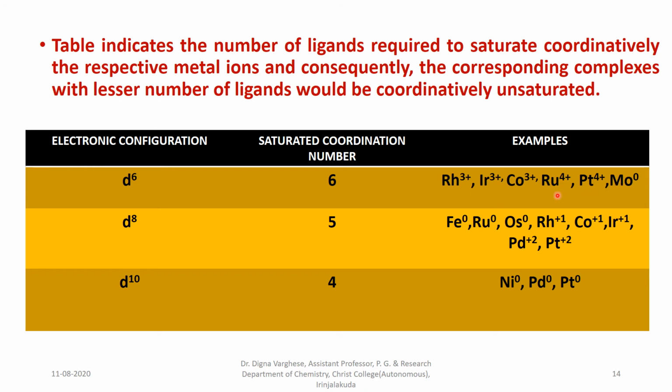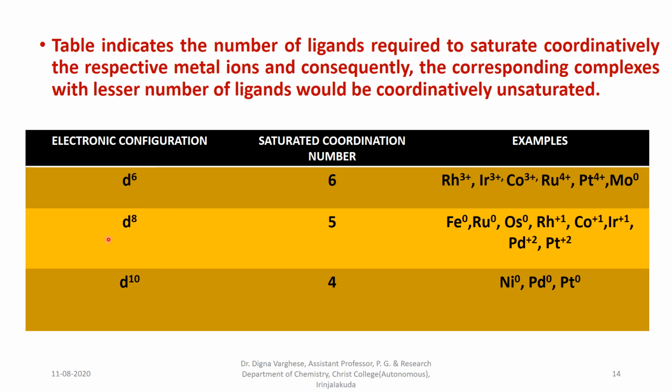The metal complexes can be used as saturated compounds with the d6 configuration. So the number 6 is required for the saturated coordination number, and with a lesser number of ligands, if it contains 4, it will be coordinatively unsaturated.